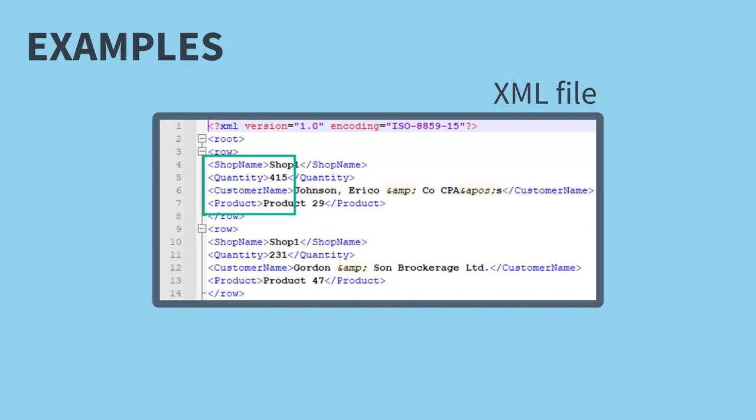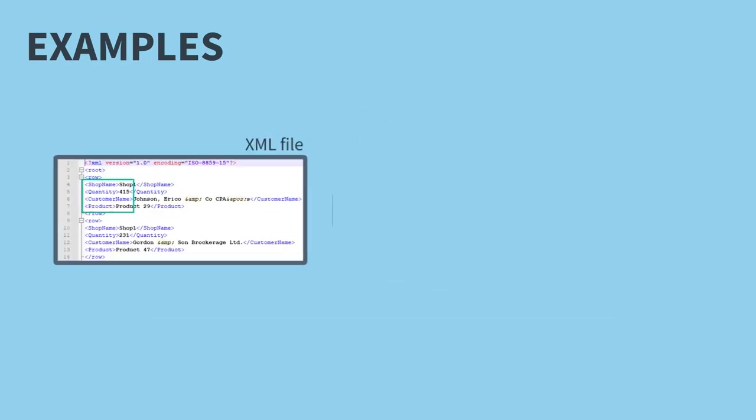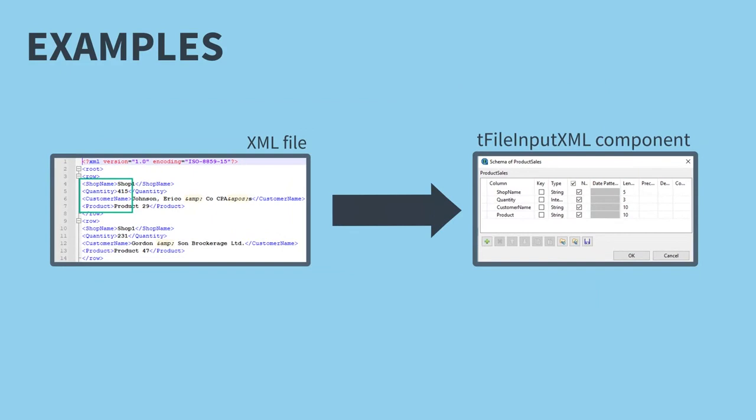The second example shows a product list created as an XML file. The schema definition uses each XML tag as a new item. This schema can then be used by an appropriate component, such as tFileInputXML.